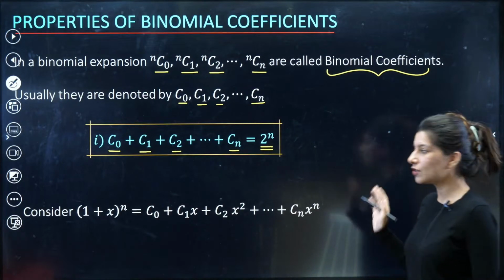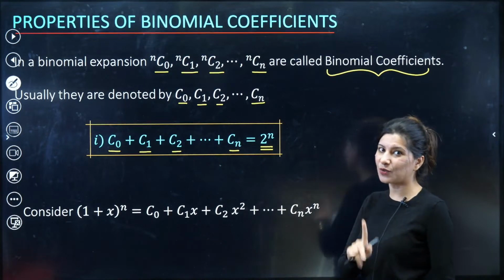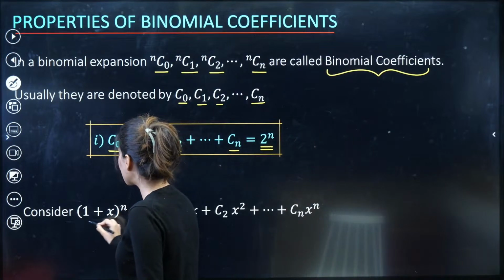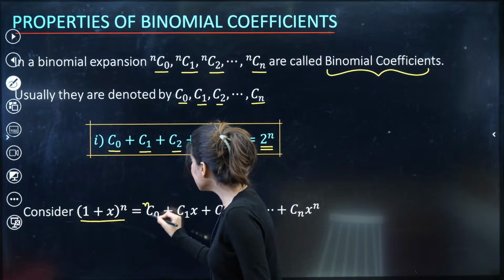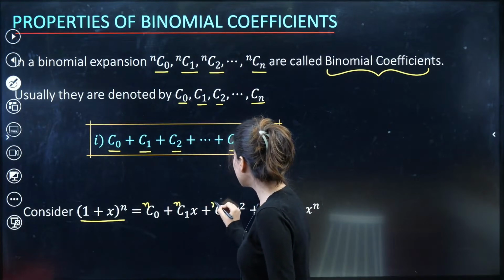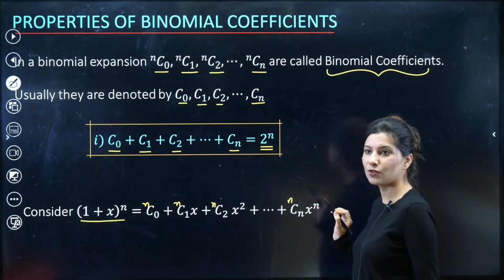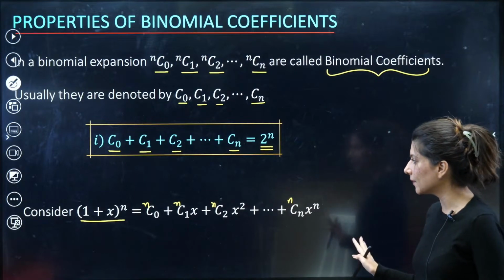How do we get it? So suppose let us consider the binomial expansion. I am assuming that you know this binomial expansion, (1 plus x) raised to power n. If you expand it, what do you get? nC0 plus nC1 x plus nC2 x square plus nC3 x cube, and the last will be nCn x raised to power n. This is your expansion of (1 plus x) raised to power n, right?